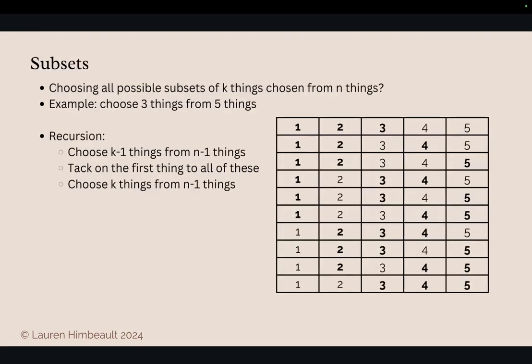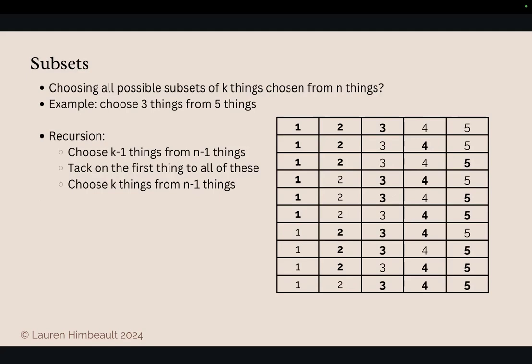So first of all, let's consider this idea of subsets, where we're choosing all possible subsets of k numbers from 5 numbers. So it's like 5 choose 3, right? That's like combinations and permutations. 5 choose 3 with no replacement. So choose 3 things from 5 things. Here we're just doing it with numbers to make it easy.